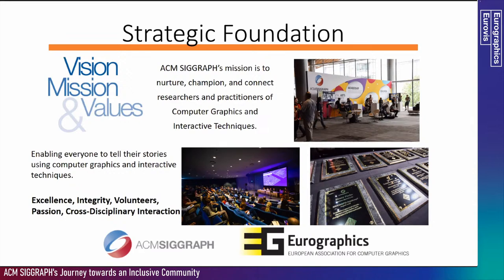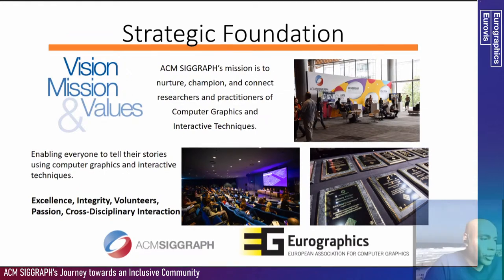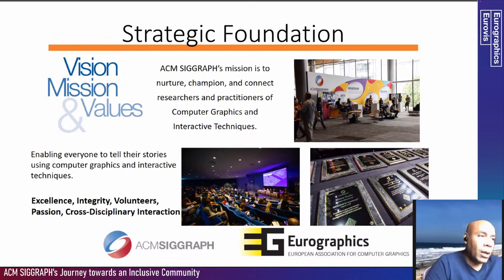As you can see here, they focused on the mission of the organization to nurture, champion, and connect researchers and practitioners in computer graphics and interactive techniques. But it was the vision that they really focused in on. That vision centered on allowing everyone to tell their own story. What we wanted to do is build a community around inclusion, making sure that we were hearing and respecting everyone's voice and that we allowed everyone their sense of uniqueness as part of this.